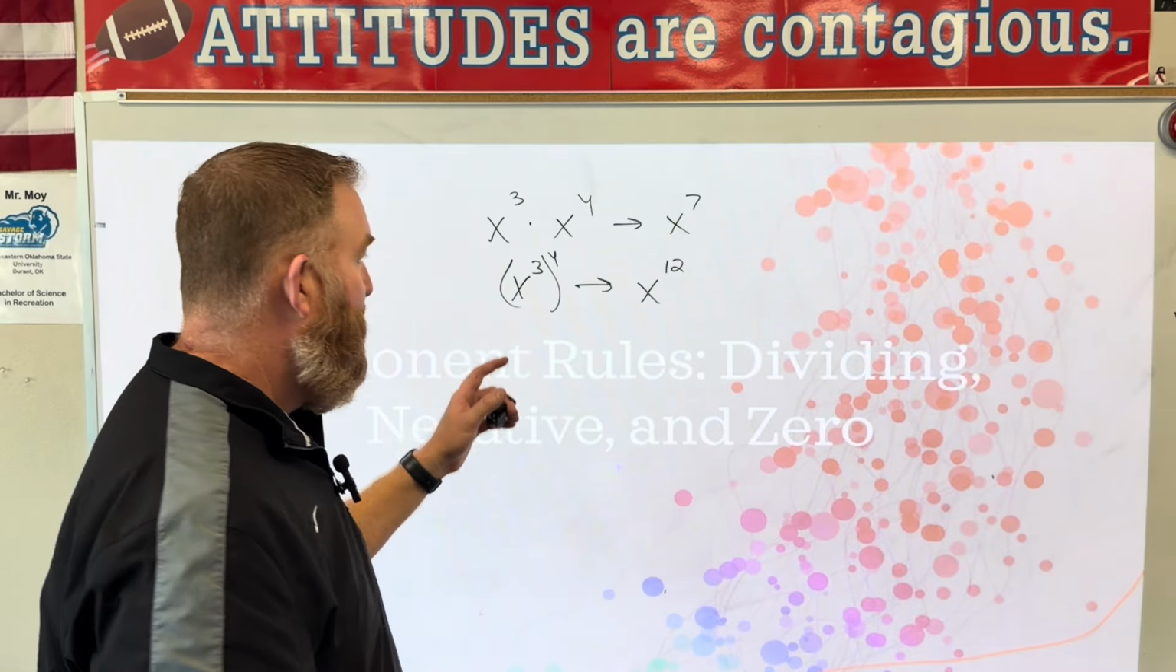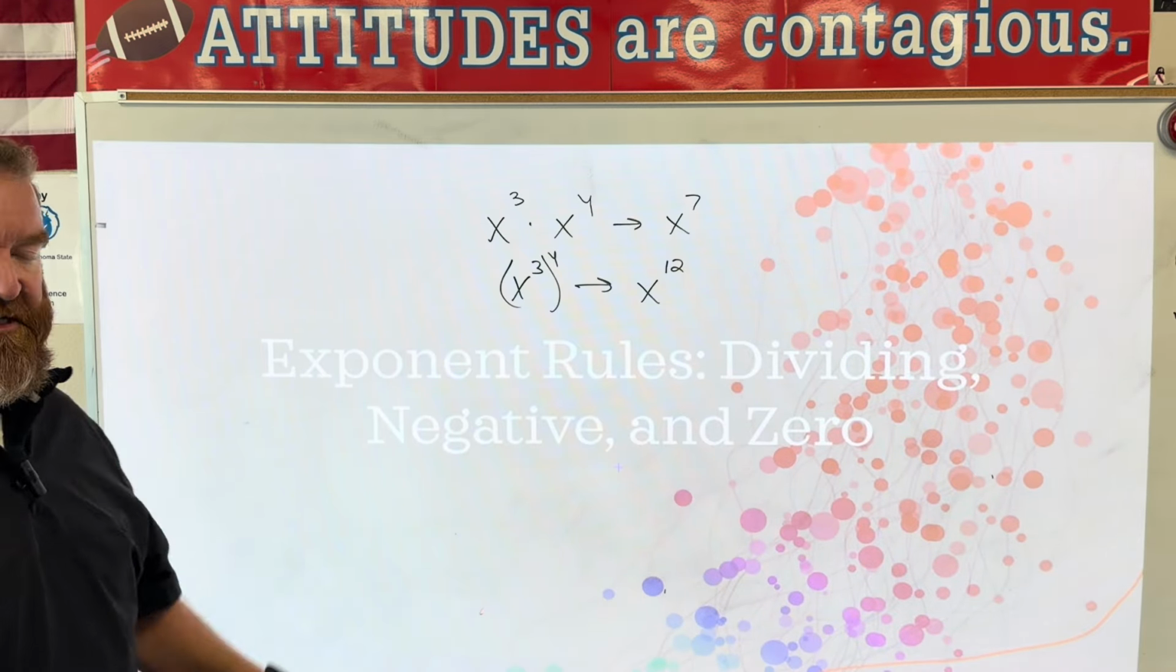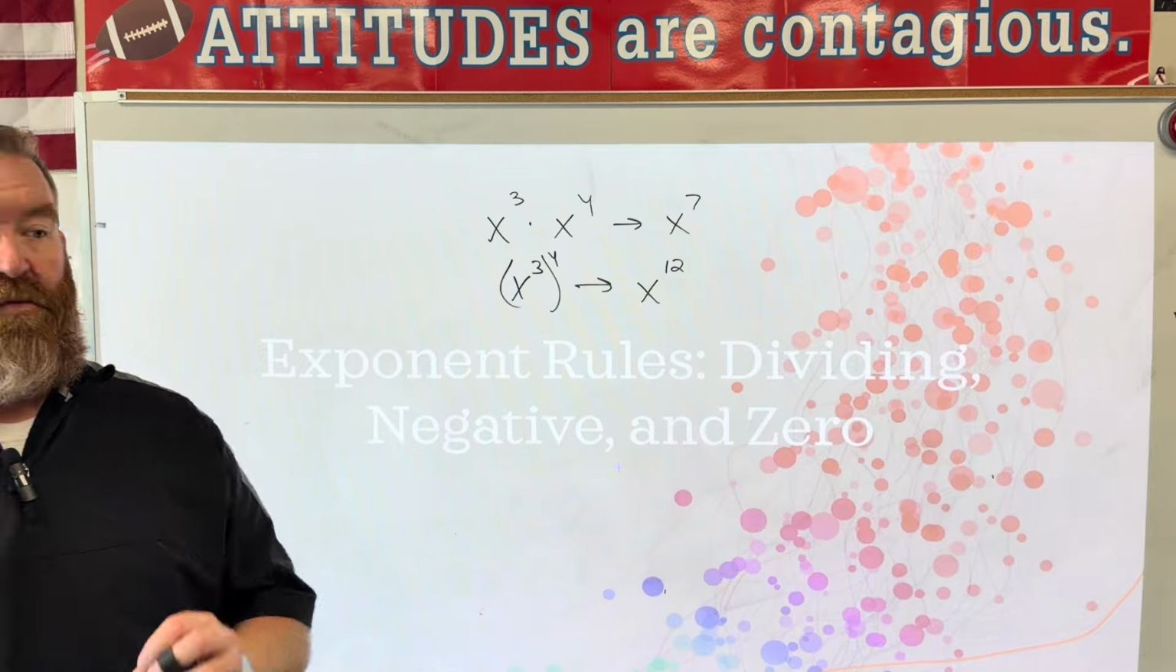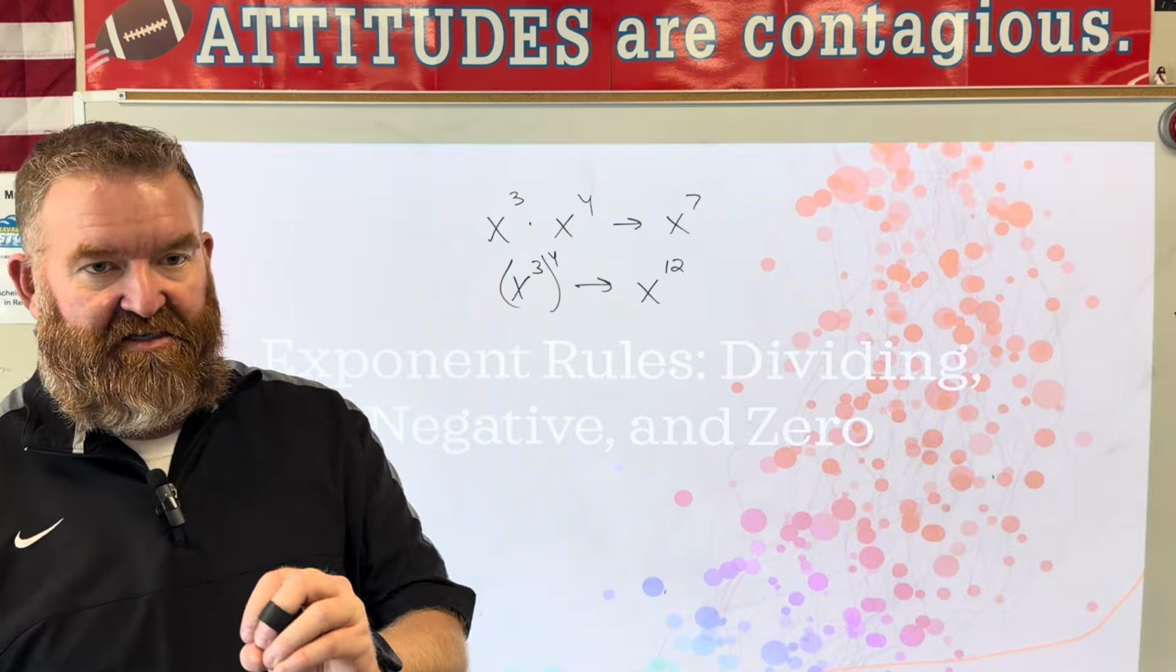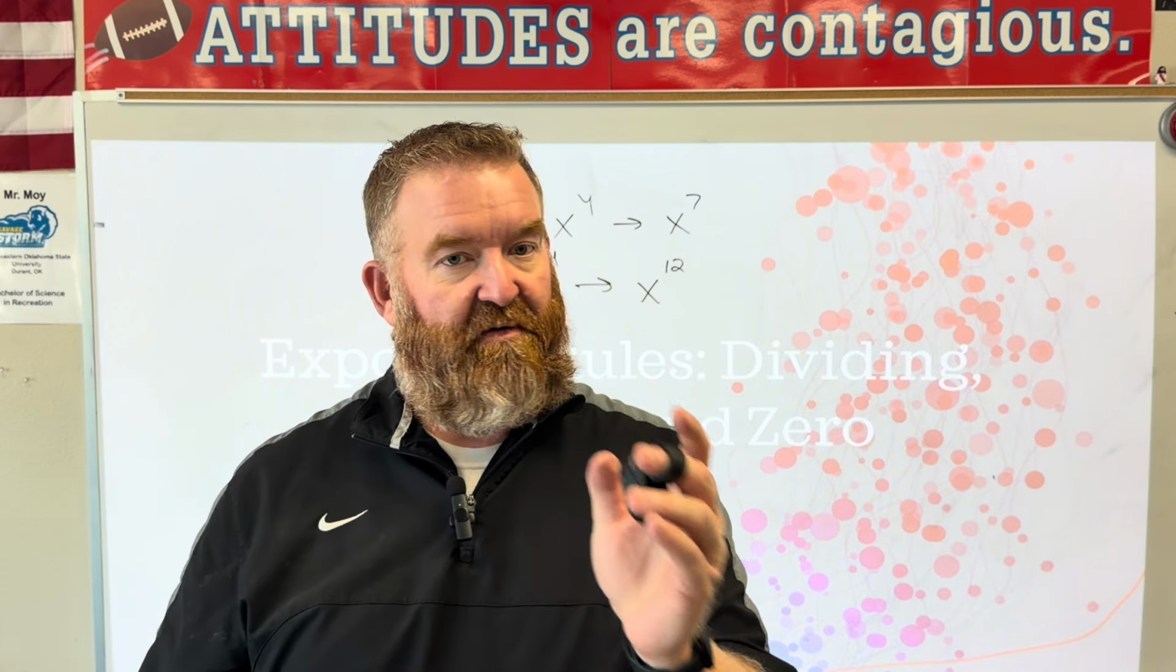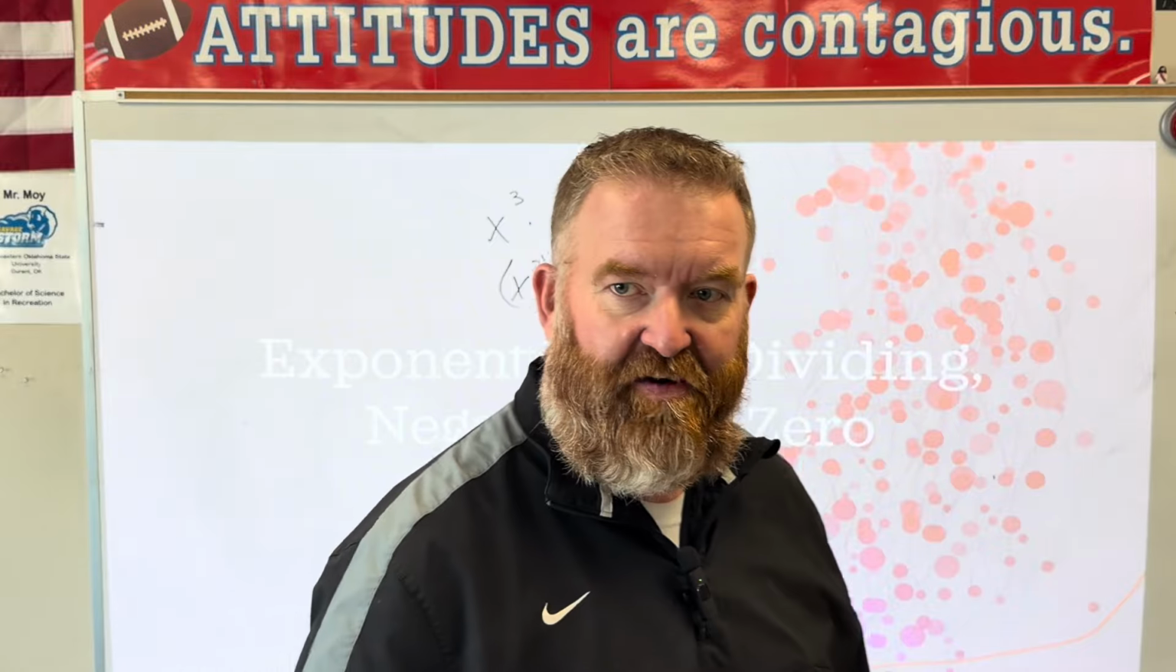I do need to cover the dividing rules. I need to cover negative exponents, and I need to talk to you about zero. We've already talked about zero. What is zero always? Zero is always one. So we've kind of talked about it, so it shouldn't be anything crazy.